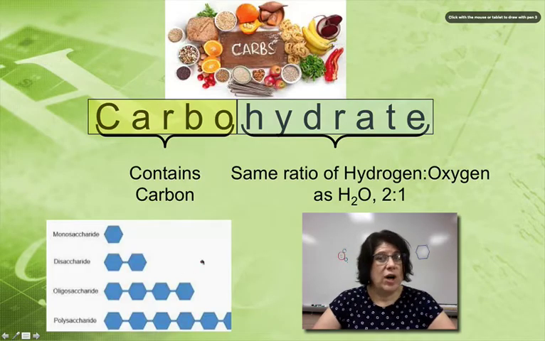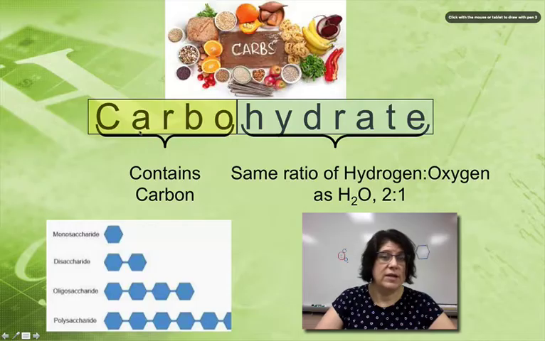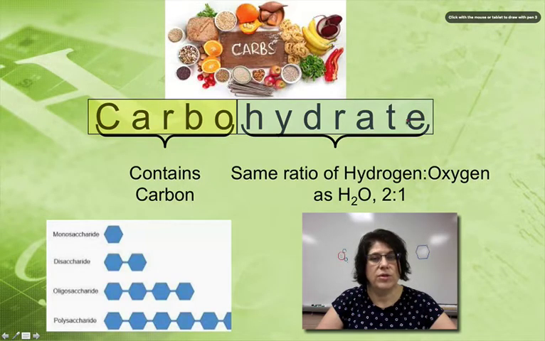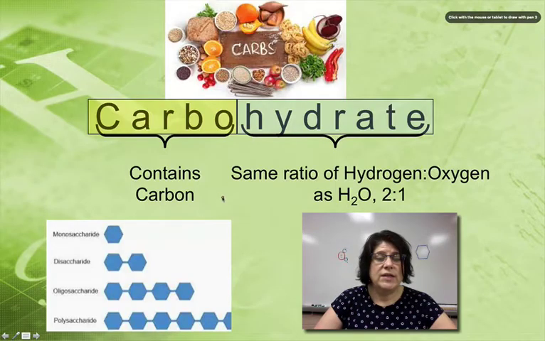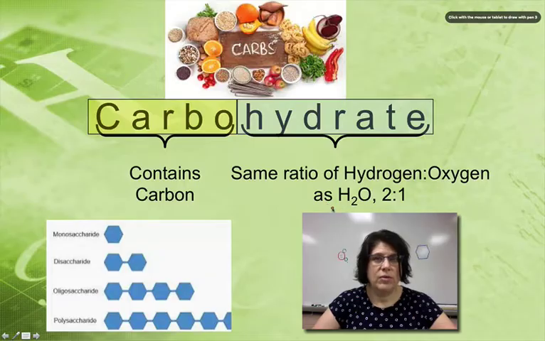Carbs stands for carbohydrates. They are called carbohydrates because they contain carbon, that's the carbo part, and they contain H2O, which is water. So you're always finding C, H, and O as part of carbohydrates. There are different sizes and different shapes of carbohydrates, and that's what makes them all different.